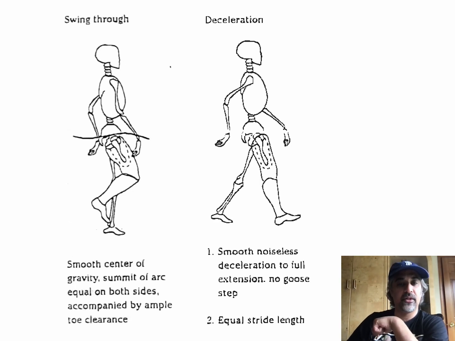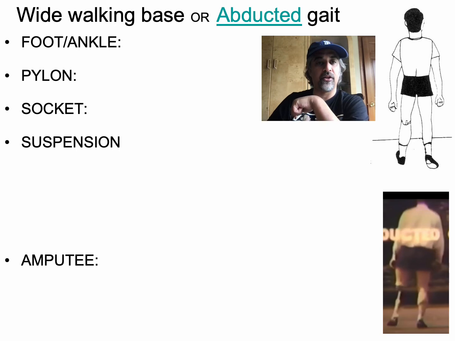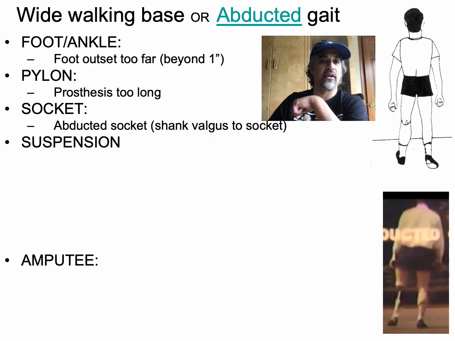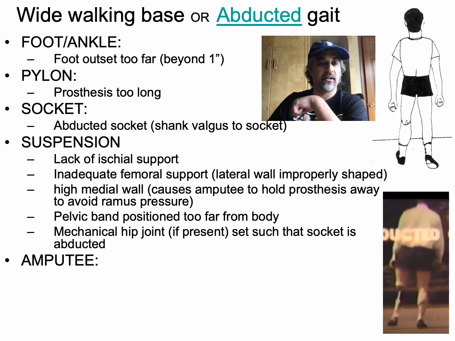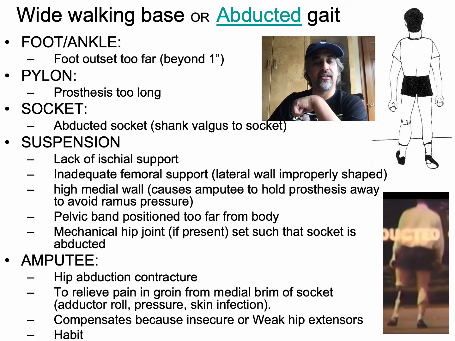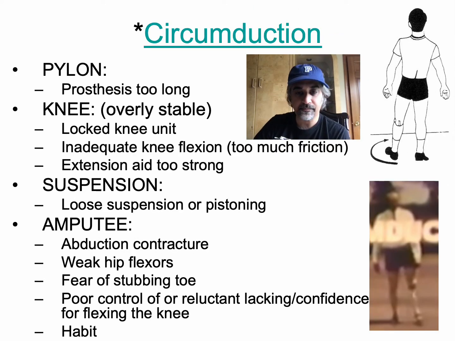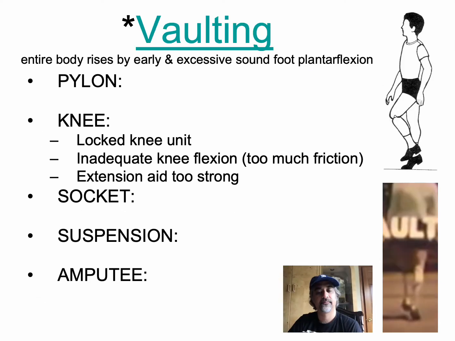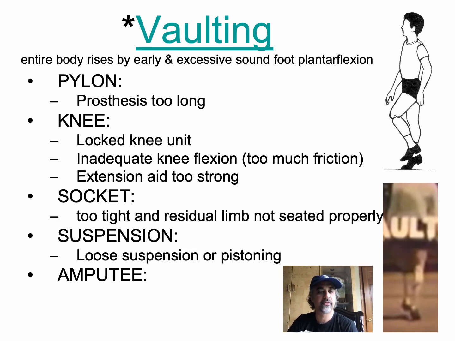During swing through and terminal swing, you may see a wide base or what's called an abducted gait. Other than stuff that could be going on at the prosthesis, I think the most important is that you've got to look at the hip of the residual limb to make sure that you're not dealing with a hip abduction contracture. Circumduction, again, like we saw with the BK, similar stuff. Vaulting, we already talked about in the BK as well, so similar stuff.